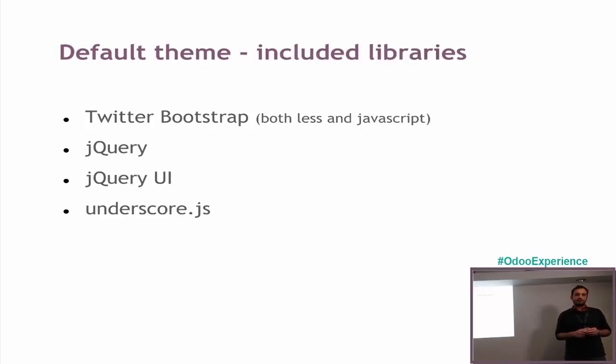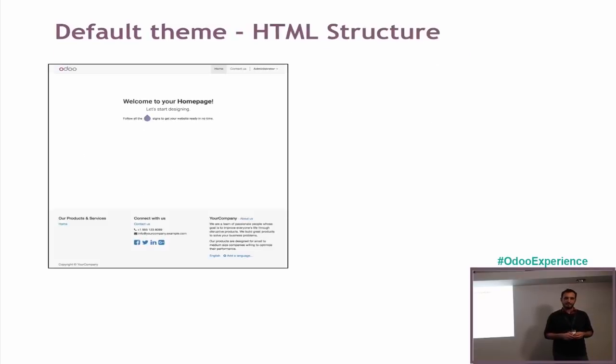The default theme includes some very useful libraries: Twitter Bootstrap, both less and JavaScript, jQuery, jQuery UI, and Underscore JS. These libraries are the tools included by default that you can use to extend or customize the theme. This part is important. I'm going very fast. If you have some questions, you can just raise your hand.